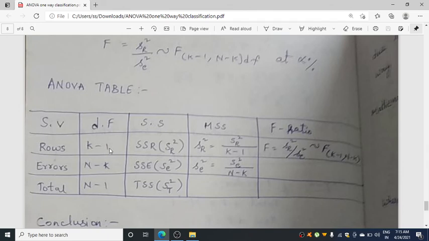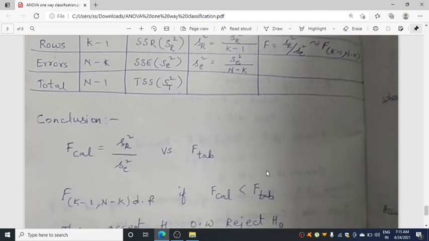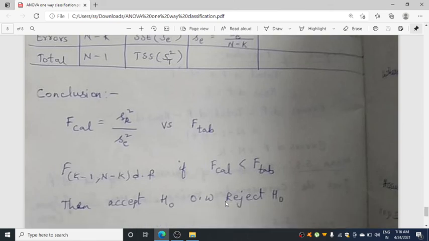Then the row values you got, degrees of freedom, sum of square, whatever answers you got in this lecture, you will write here. Sum of square row divided by k minus 1 goes here. Then sum of square error divided by N minus k will come here. Then mean sum of square row by mean sum of square error will come here. Then in the conclusion, Fcal versus Ftab. We will search this value in the F table. If Fcal is less than Ftab, we will accept H naught, otherwise reject.